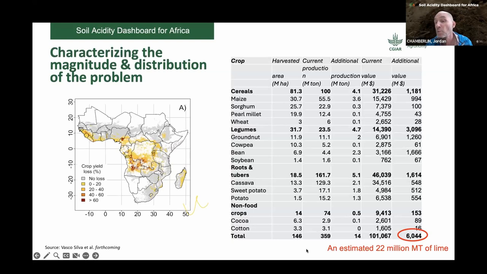So the question is, where is that lime going to come from? How is it going to be distributed? And for whom is there a value proposition under which it makes sense to invest in lime? And again, we're looking at a number of different perspectives there. Next slide, please.